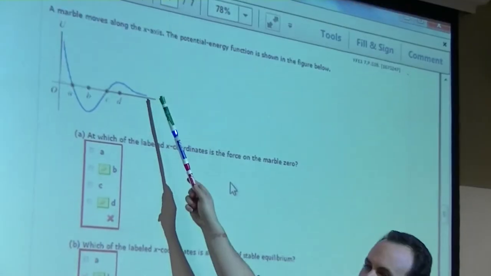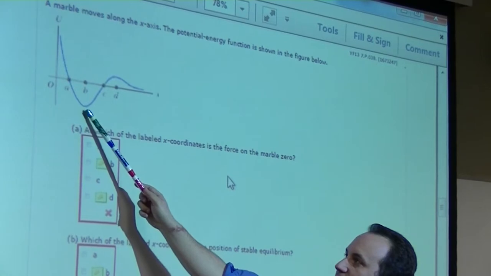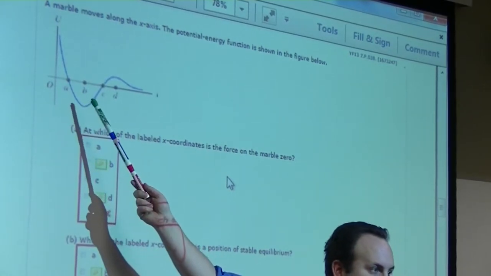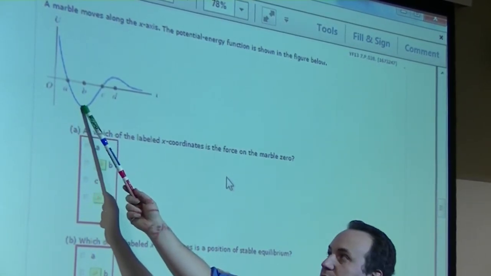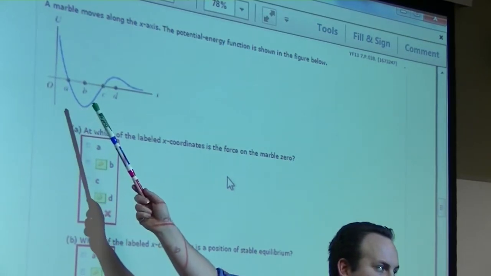Okay, so here's the potential energy function. It's very simple. Basically, wherever there's a min or a max for the potential energy function, you have what's called an equilibrium point. It can be a stable equilibrium or an unstable equilibrium.